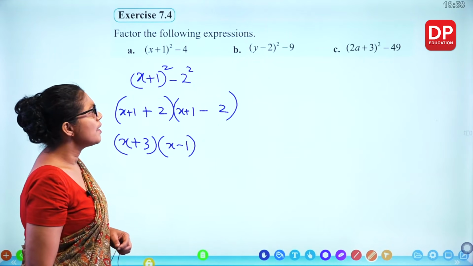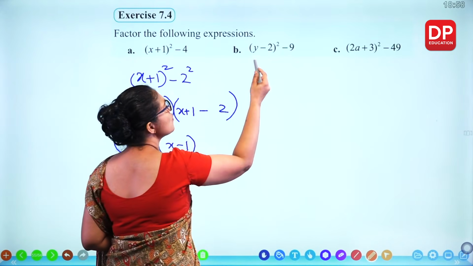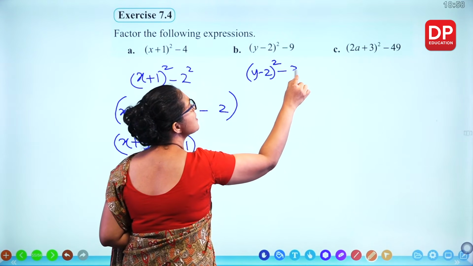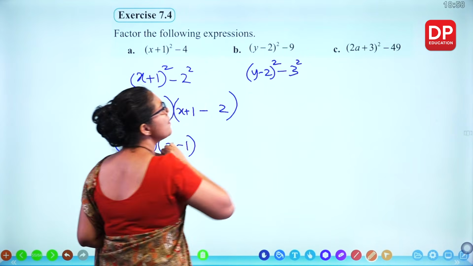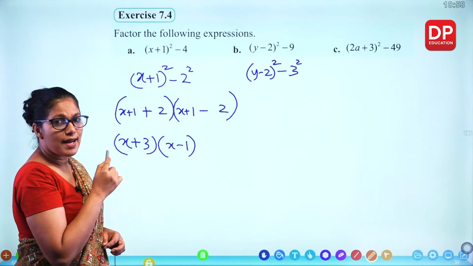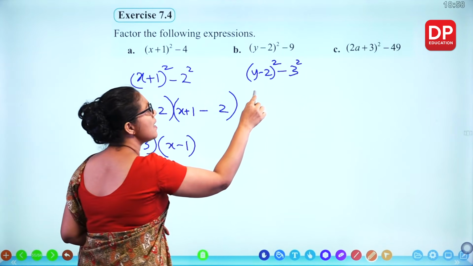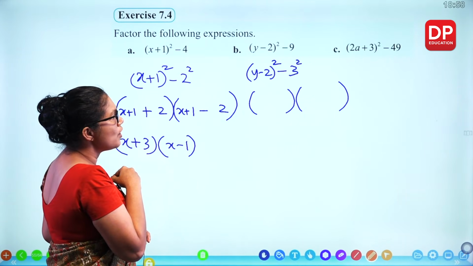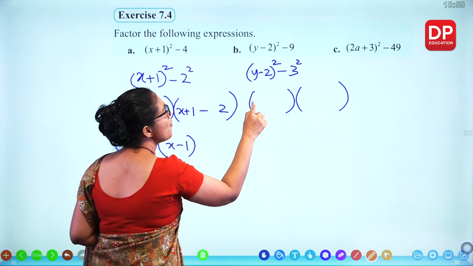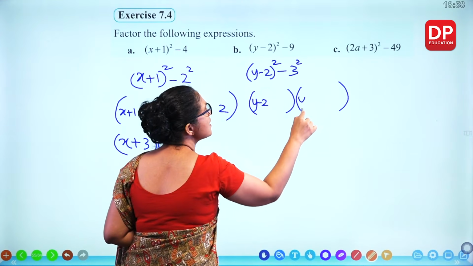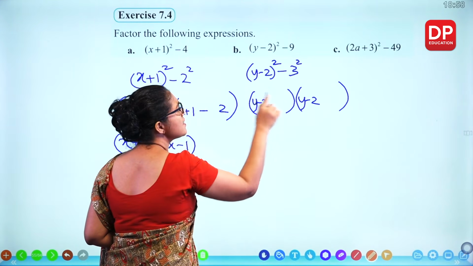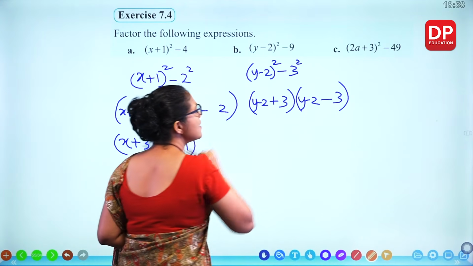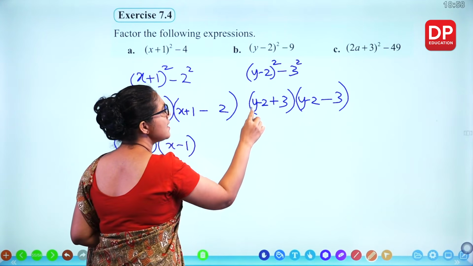Now look at this one. Two terms are there. So here try to write down 9 in terms as a square number. So we can write as 3 squared. Again apply the formula. What's the formula? First term you write as it is and the second term is 3. One is positive, one is negative. Simplify this.